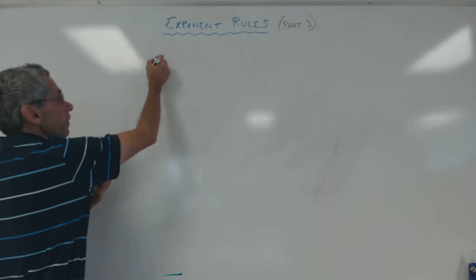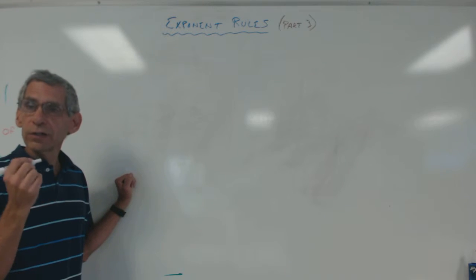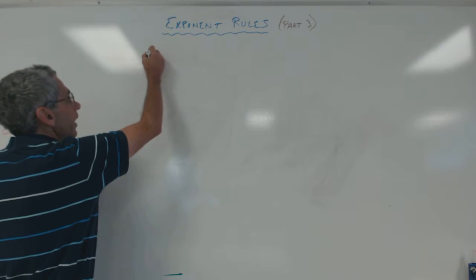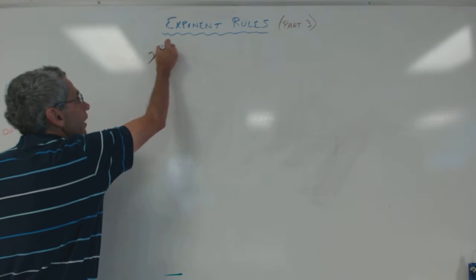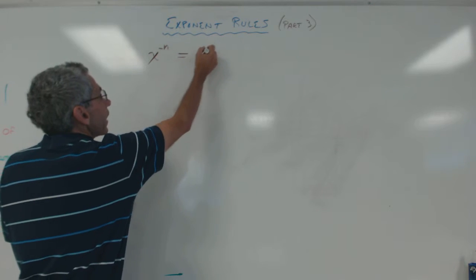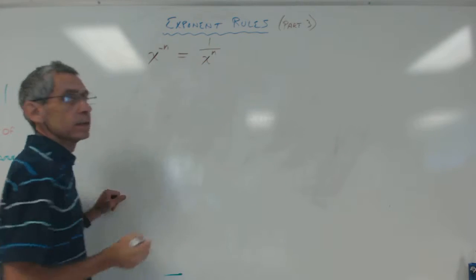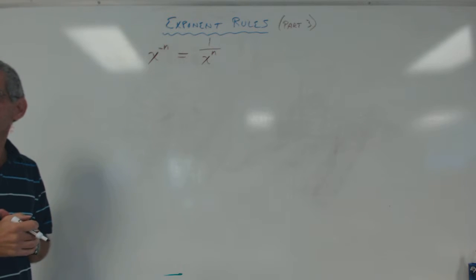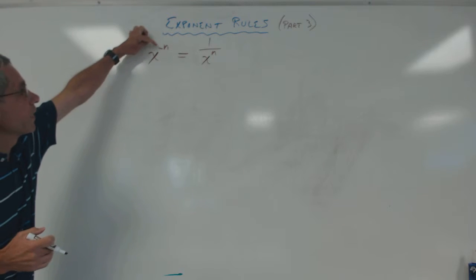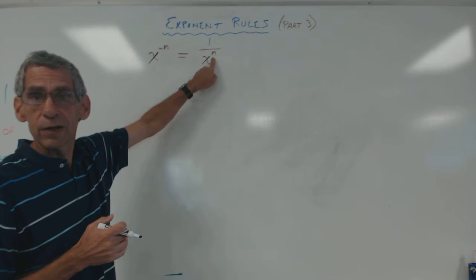All right, so this is it, and it's a weird one. This is a very, very weird rule, but once you understand it, it makes sense. And don't make it harder than it is. If I have x to the negative n, that is the same thing as 1 over x to the positive n. Notice the sign of the exponent is negative here and positive here.